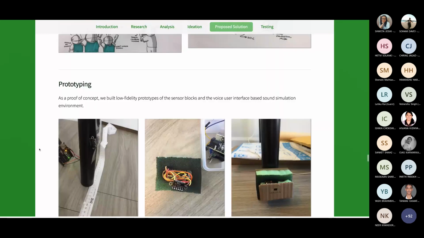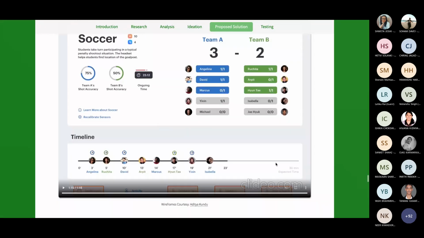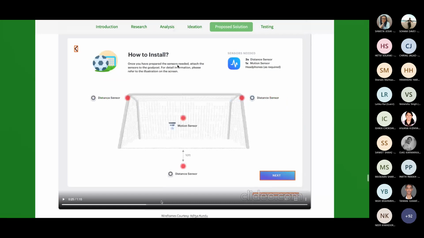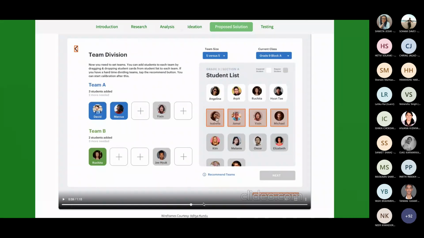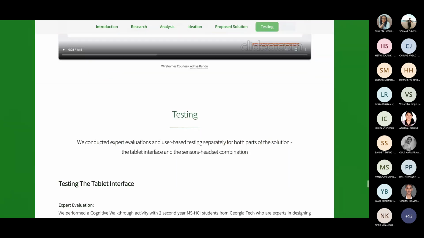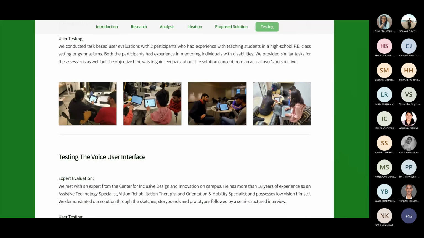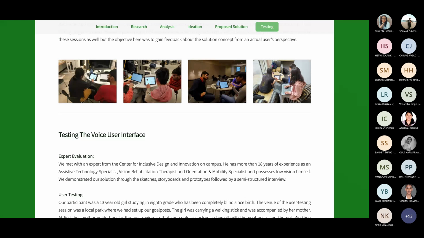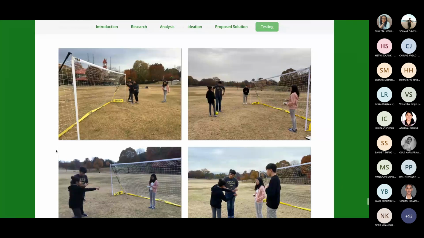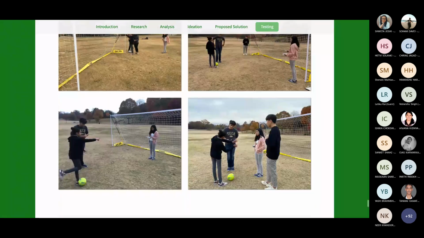And this is the hardware example of the distance sensor. And this is the user interface, or the tablet based interface that the teacher will use to set up these distance sensors and make sure that the blind students are able to hear where the sound is coming from. So then again it goes back to user research where we tested with different people how our interface works. Then we also tested with a blind student. So we had headsets, and then we tried to simulate the sound and see if she would be able to kick a goal just based on that.